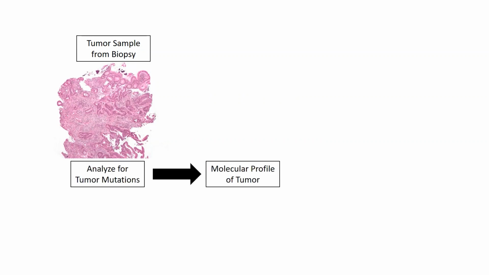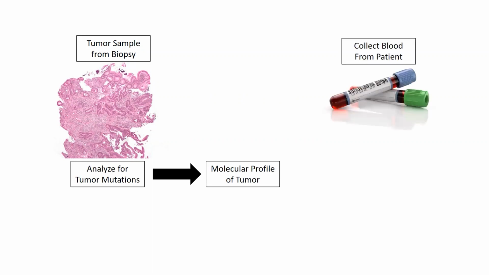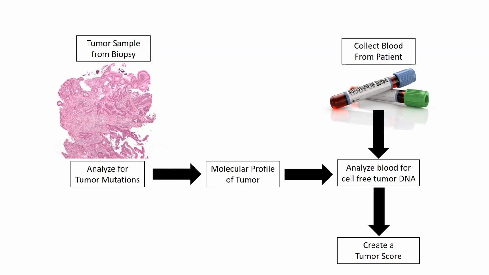They take a piece of the tumor biopsy or the tumor specimen, and analyze it for tumor mutations to create a profile of the patient's cancer. Then they collect blood from the patient and analyze that blood for mutations matching what they found in the tumor. So they're not shotgunning it; it's a very focused approach to see what the cell-free or circulating tumor DNA is within a patient's bloodstream. They've been able to create a tumor score to figure out what the burden of disease is within the patient.